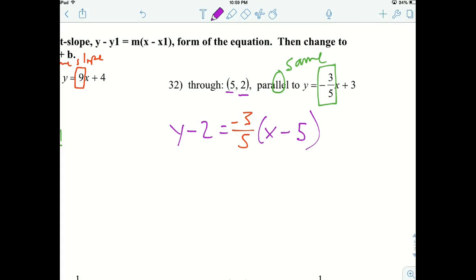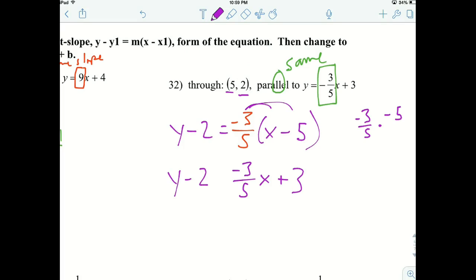And we need to continue working this out now. We've got it in point-slope form. We need to get it into slope-intercept form. So we'll distribute that to both. -3/5 x, and then -3/5 times -5. That's something you can either do in a calculator or do off to the side. You're going to get +15 over 5. It's going to reduce to +3.